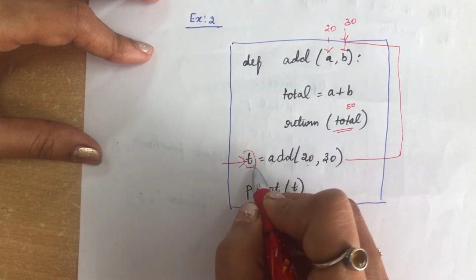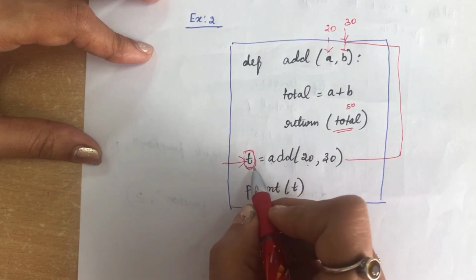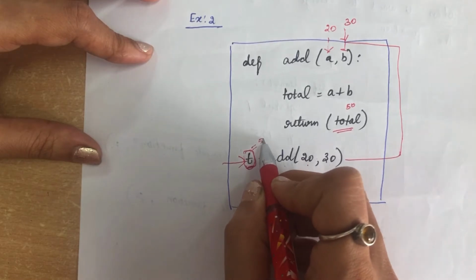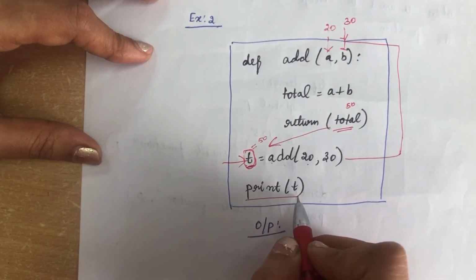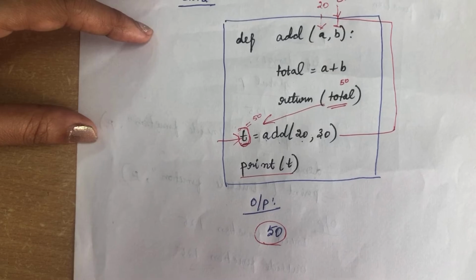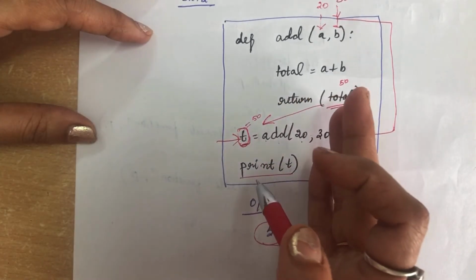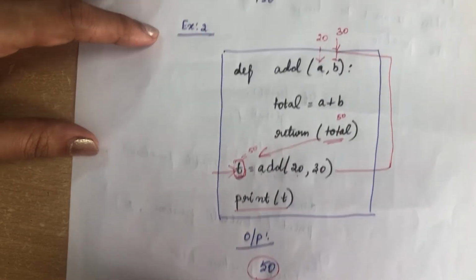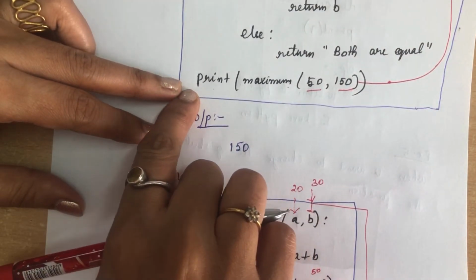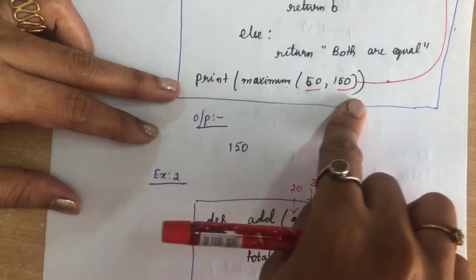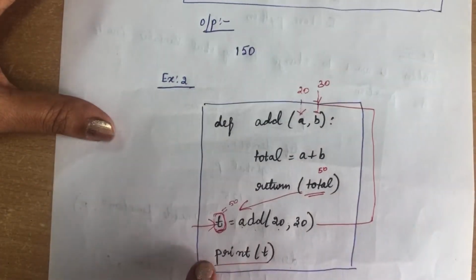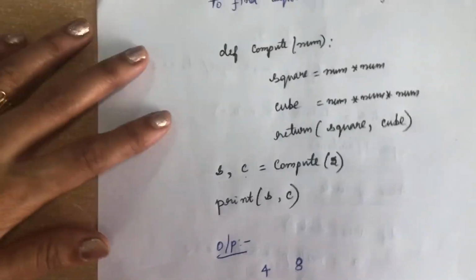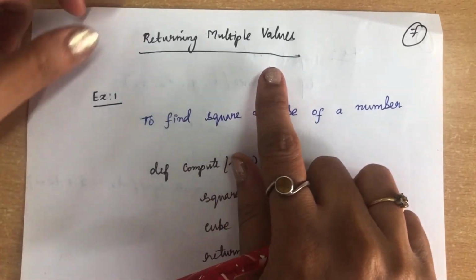When it is returning, you have to store it into a variable. So now I am going to store it into a variable called T. Now T will contain 50 and when you print this T, you will get the output on screen. Okay, this is how you have to return. When it's returning, you can get it into a variable and print it, or otherwise you can use one single print statement. Okay, the next example we are going to see is returning multiple values.